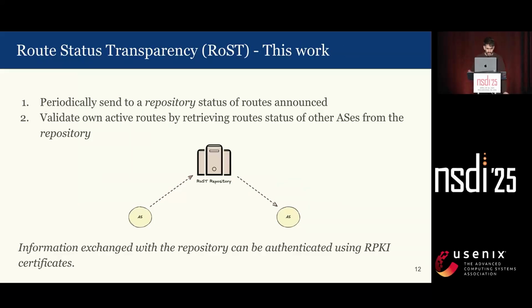Let's bring our solution. We name it route status transparency, and this is what this work is about. The idea is pretty simple. To solve withdrawal suppression, we periodically send to a shared repository the route status that we have announced, that we have in our routing table. Secondly, other ASes should retrieve that information from the repository to validate it.